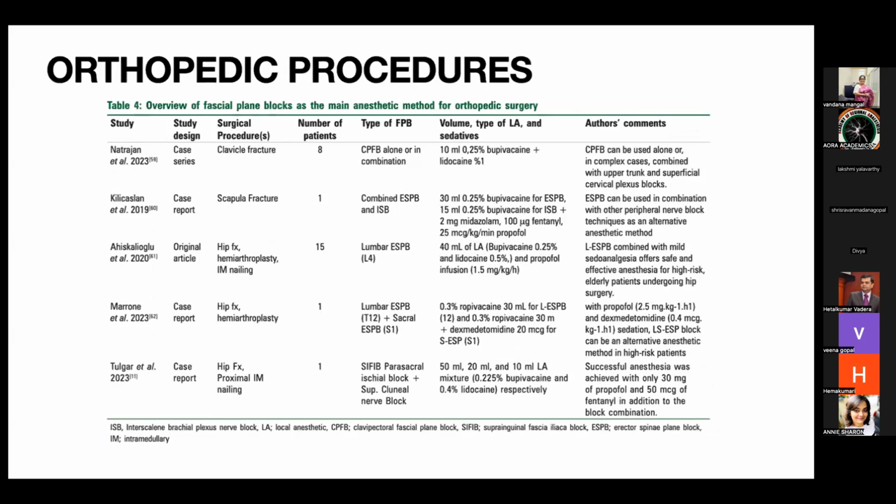For various orthopedic procedures, as previously discussed, for clavicle fractures we are using upper trunk and clavipectoral fascia plane blocks, and the superficial cervical plexus or intermediate and deep cervical plexus block. For hip surgeries, lumbar and spinal plane blocks, and interscalene block is used for scapular surgeries. According to these studies, these are the case reports, and these are the blocks being used for the orthopedic procedures.